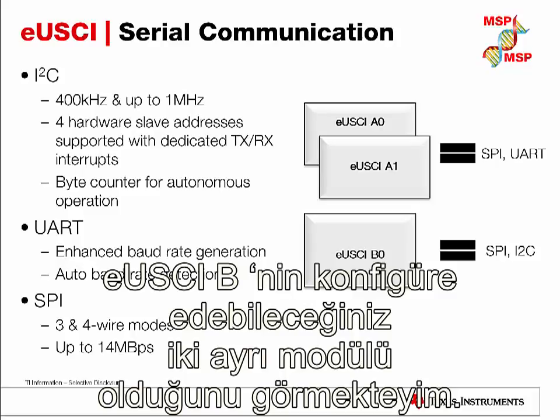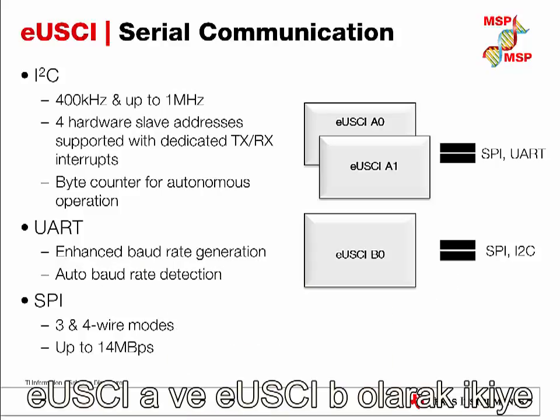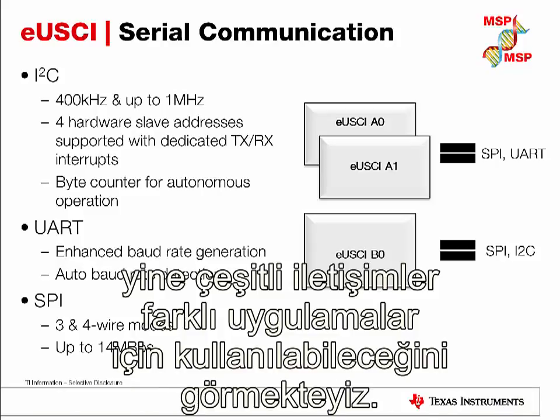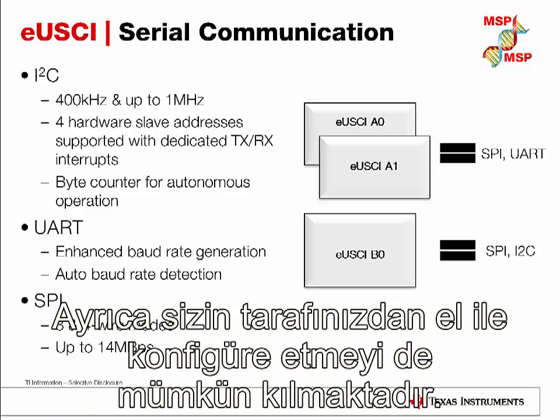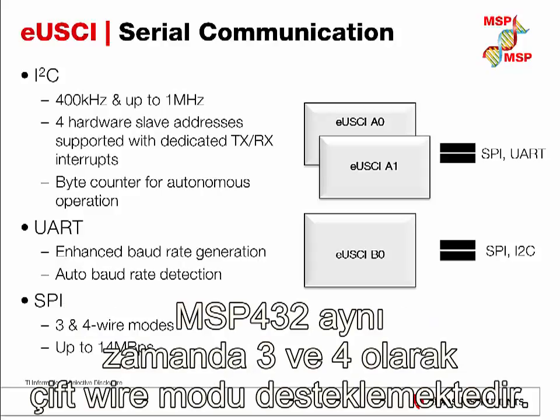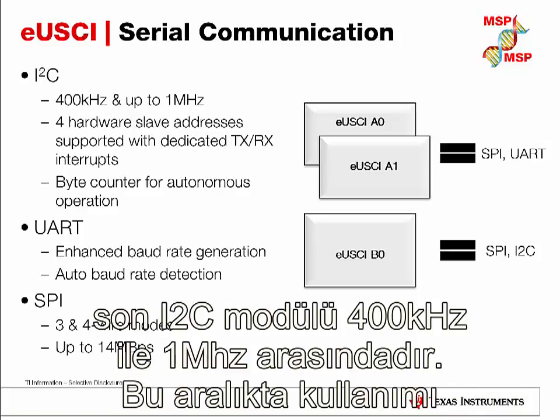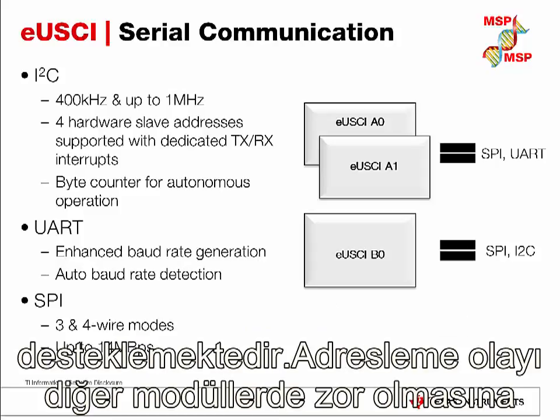The eUSCI can be split into 2 modules. The eUSCI-A is capable of driving the UART or SPI communication, and the eUSCI-B is capable of driving the SPI and I2C communication. Starting with UART, the eUSCI can drive multiple flexible UART configurations. It also introduces enhanced baud rate generation as well as baud rate detection. The SPI communication on MSP432 also supports both 3 and 4 wire modes, and the SPI communication speed can be up to 14 megabits per second. Lastly, the I2C module on MSP432 can be used at up to 400 kHz and even up to 1 megahertz operating speed.